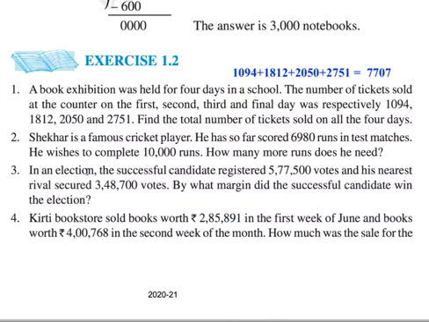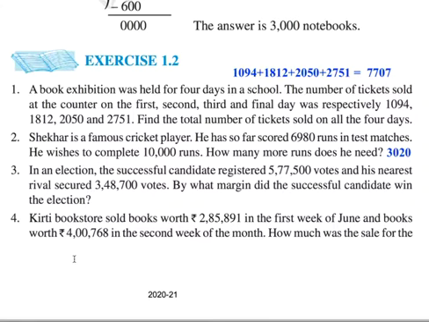Okay. Shankar is a famous cricket player. He has so far scored 6980 runs in the 10 matches. He wishes to complete 10,000 runs. How many more runs does he need? Add 20 to this number, you will get 7000. If you add 3000 to 7000, you will get 10,000. So 3020 more runs he needed to make it 10,000.